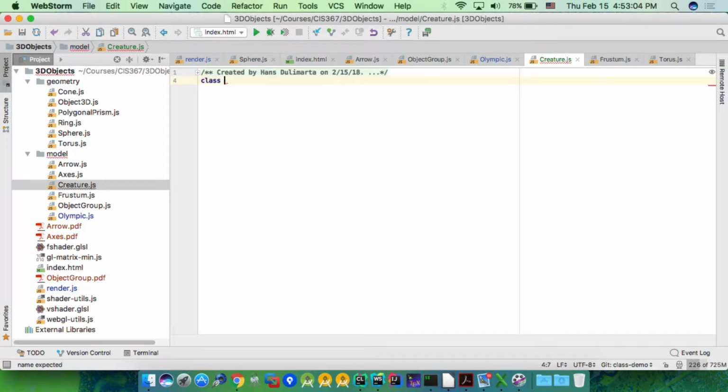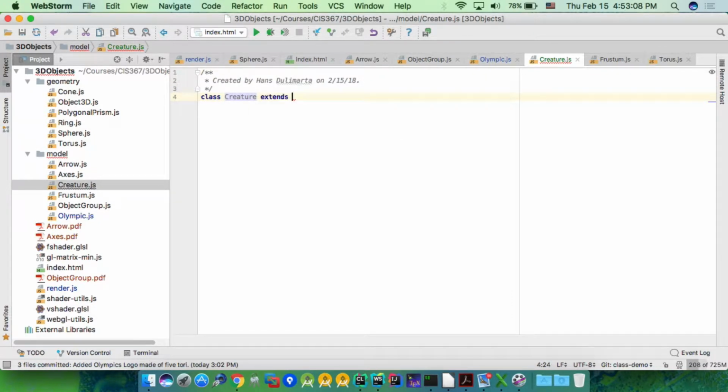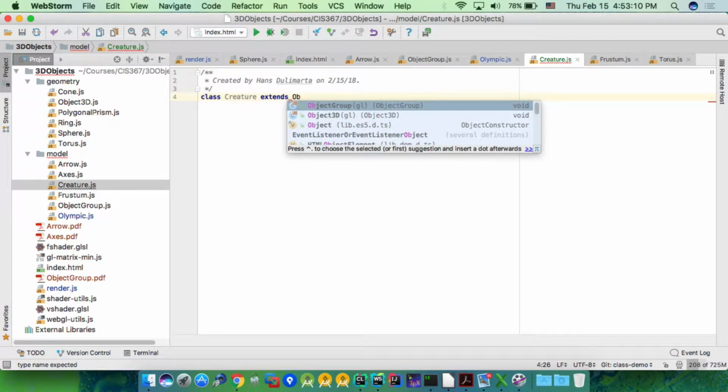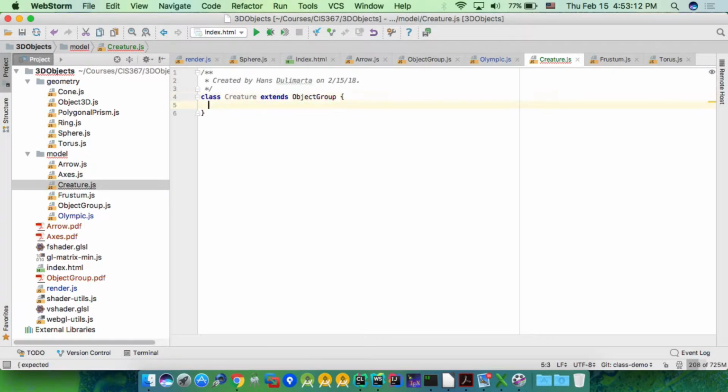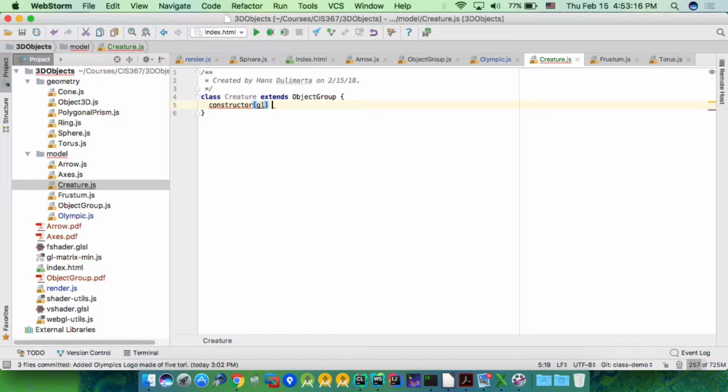And then class creature, I'm going to extend from object group, right? Okay, and then the only thing I need to complete here is the constructor. The constructor must call the parent constructor, so I have to call super GL, and now this is where I need to start building my object. So let's start with the two legs.